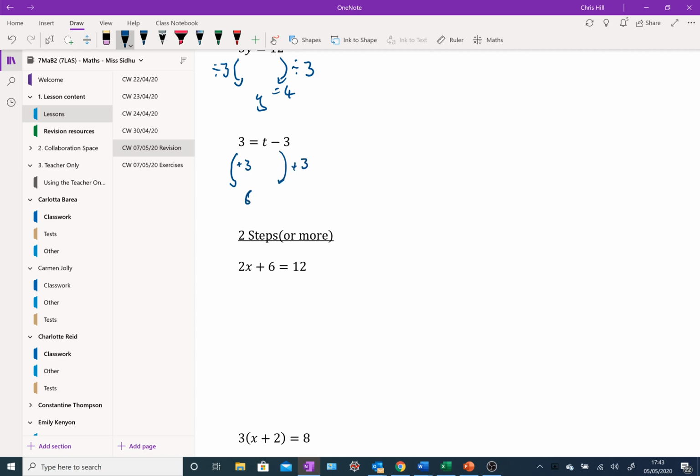We're going to have 6 equals t. Now, I've deliberately written it kind of in reverse. Normally, this is the same. So 6 equals t is the same as t equals 6. They're the same thing. It doesn't matter whether it's left to right or right to left.